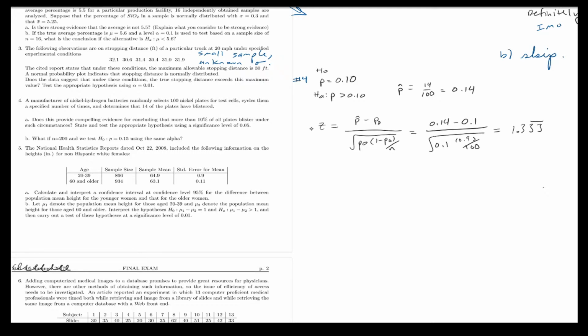Small we'll say is less than 40 if you don't know sigma, and if you know sigma, it's less than 30. But pretty much less than 40.